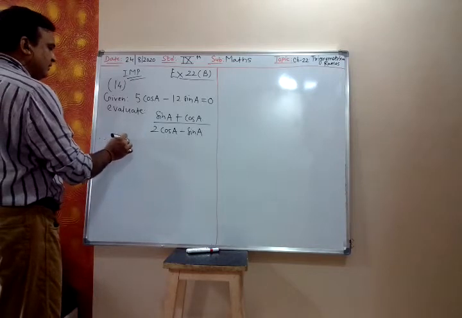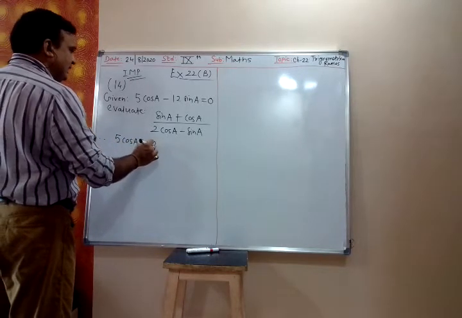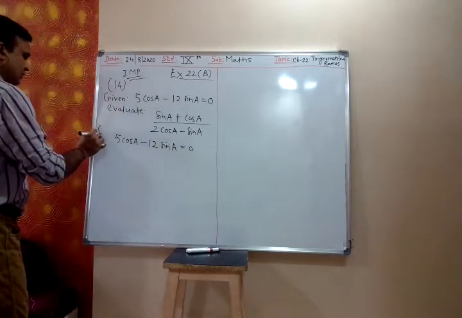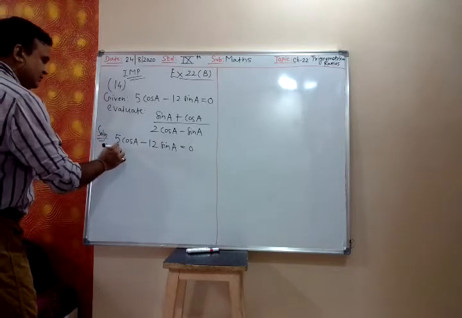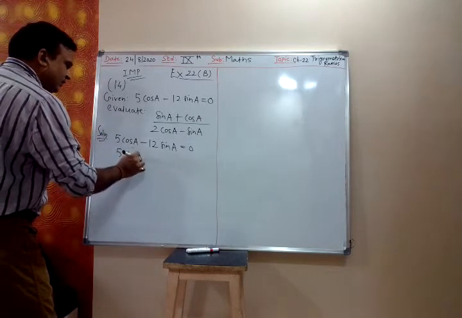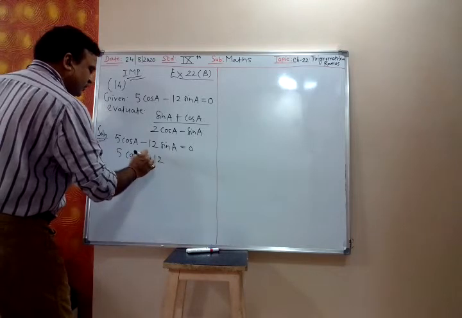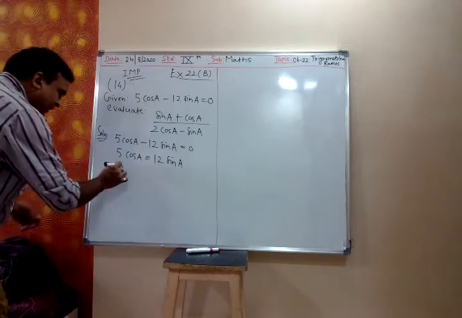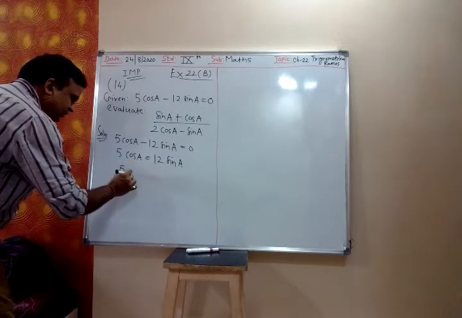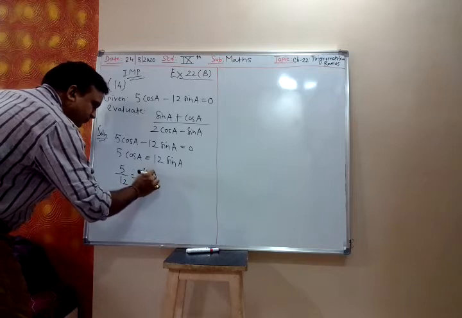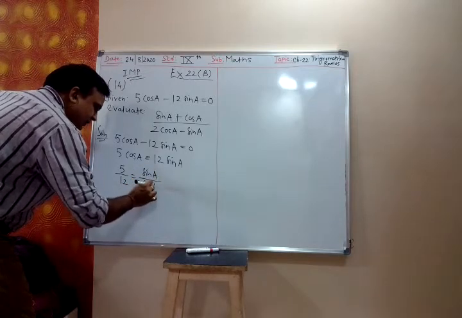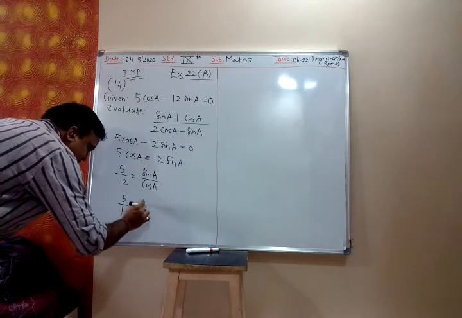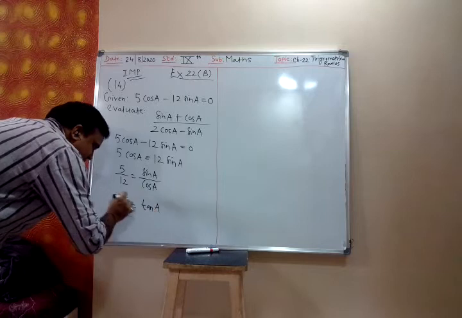5 cos A minus 12 sin A is equal to 0. So now we basically find tan A. We can write 5 cos A is equal to 12 sin A. So 5 upon 12 is equal to sin A upon cos A. So we get 5 upon 12 is equal to tan A.